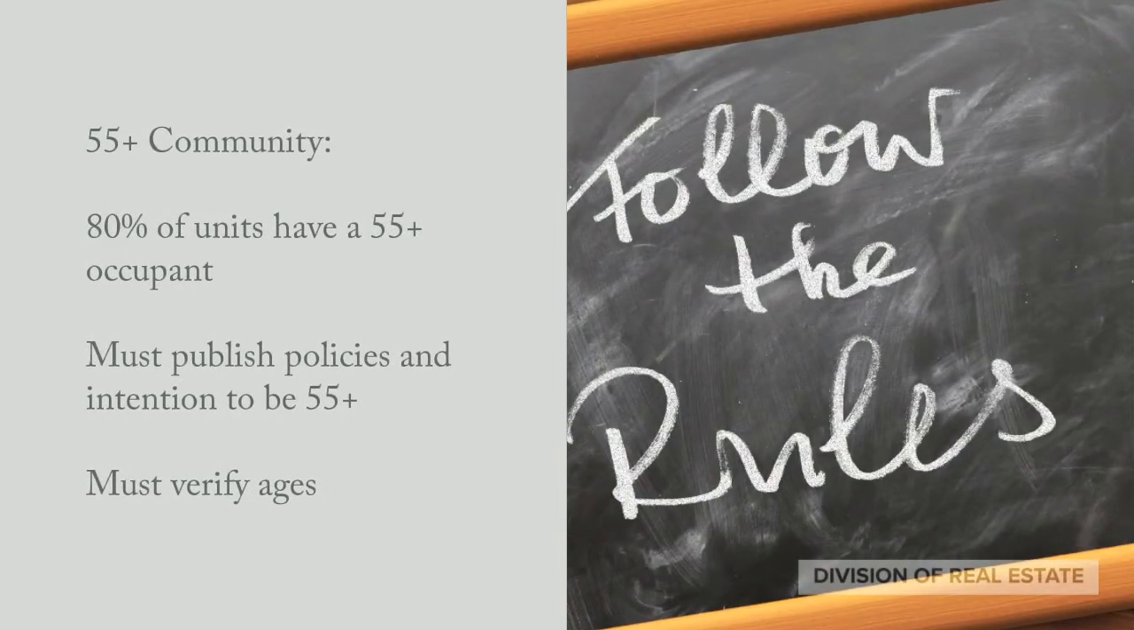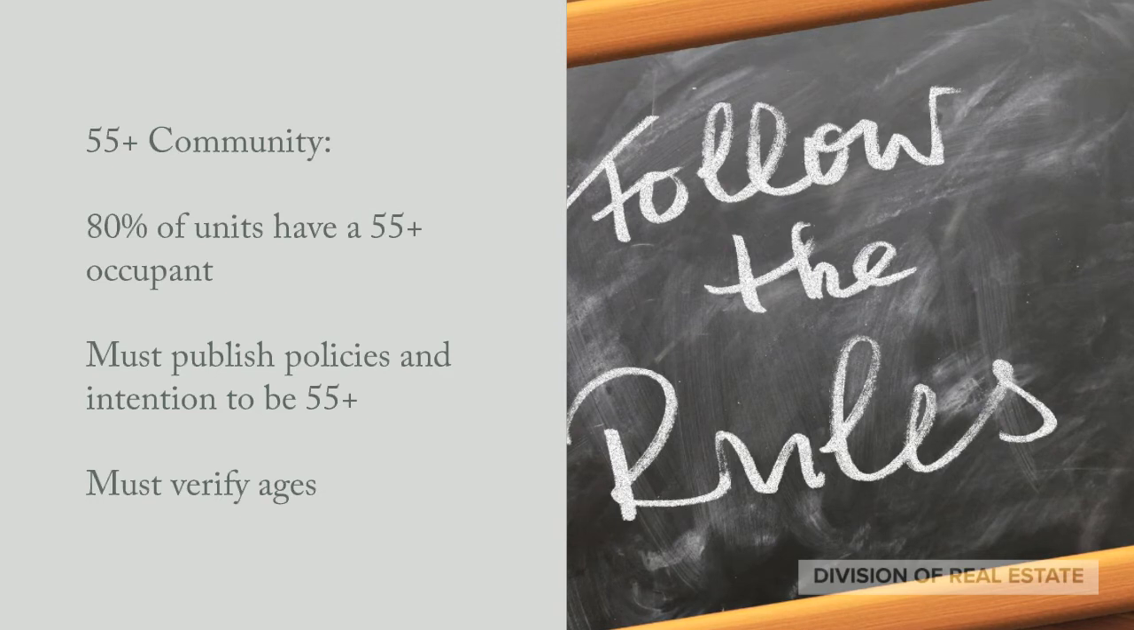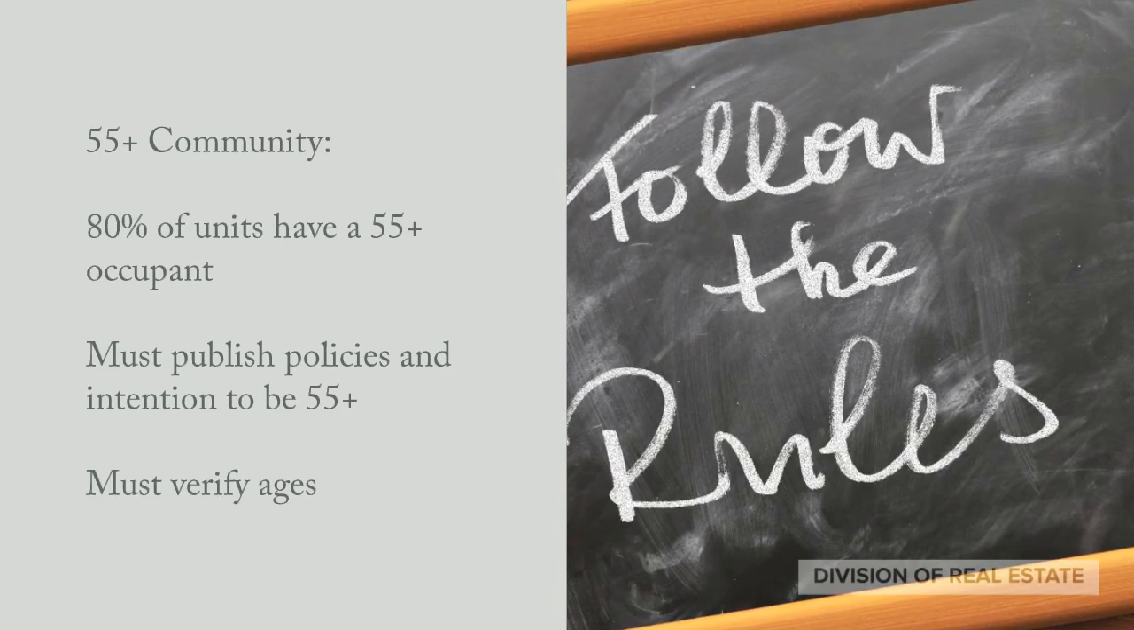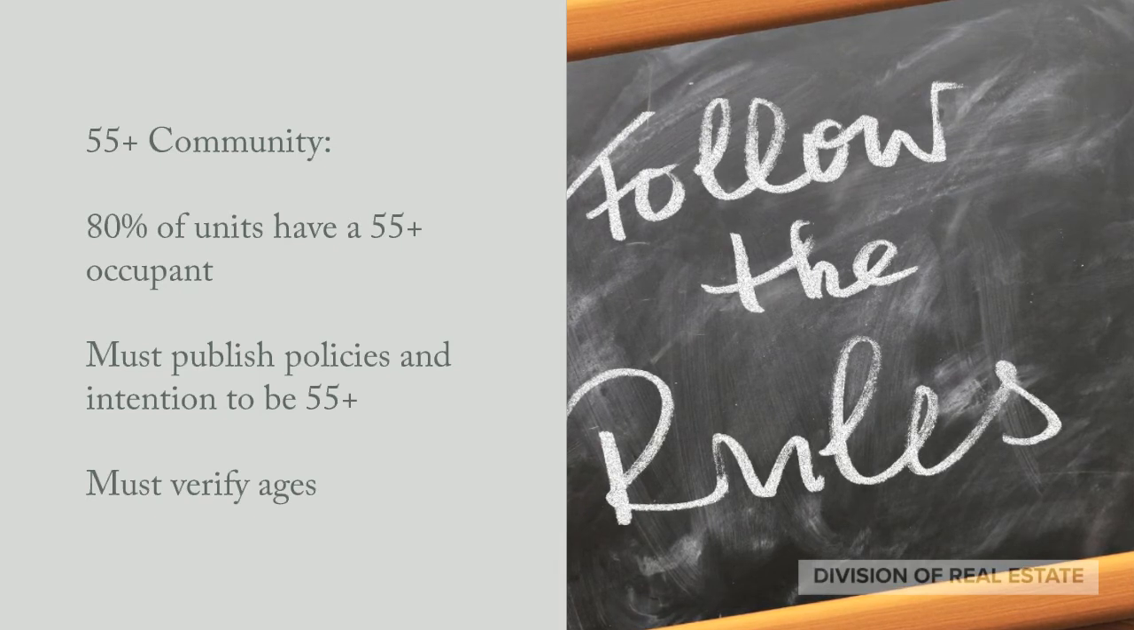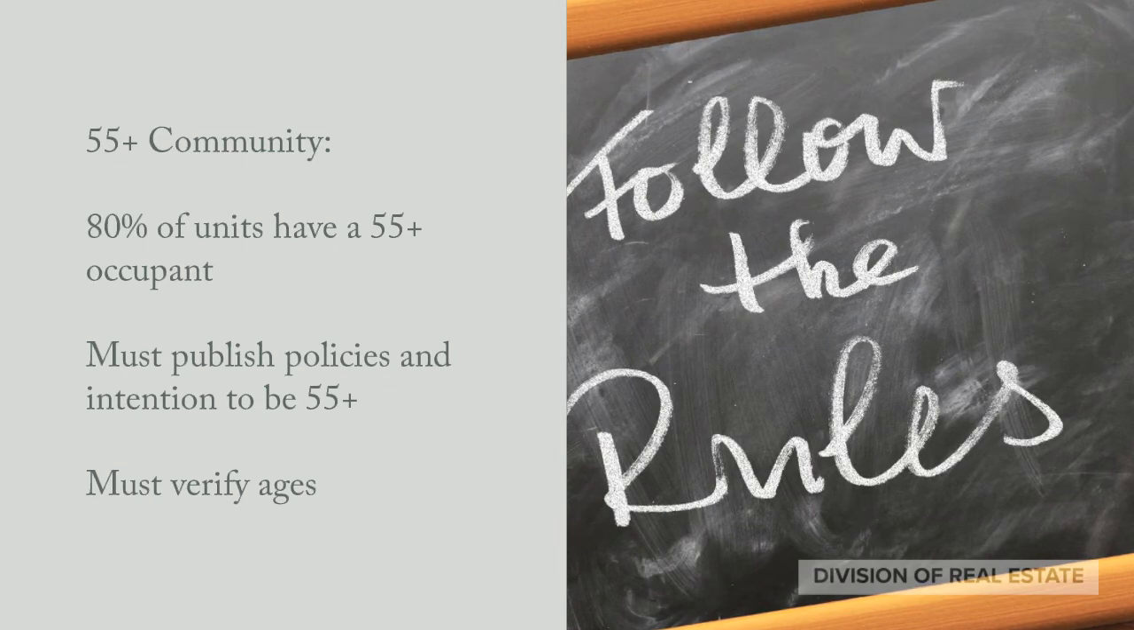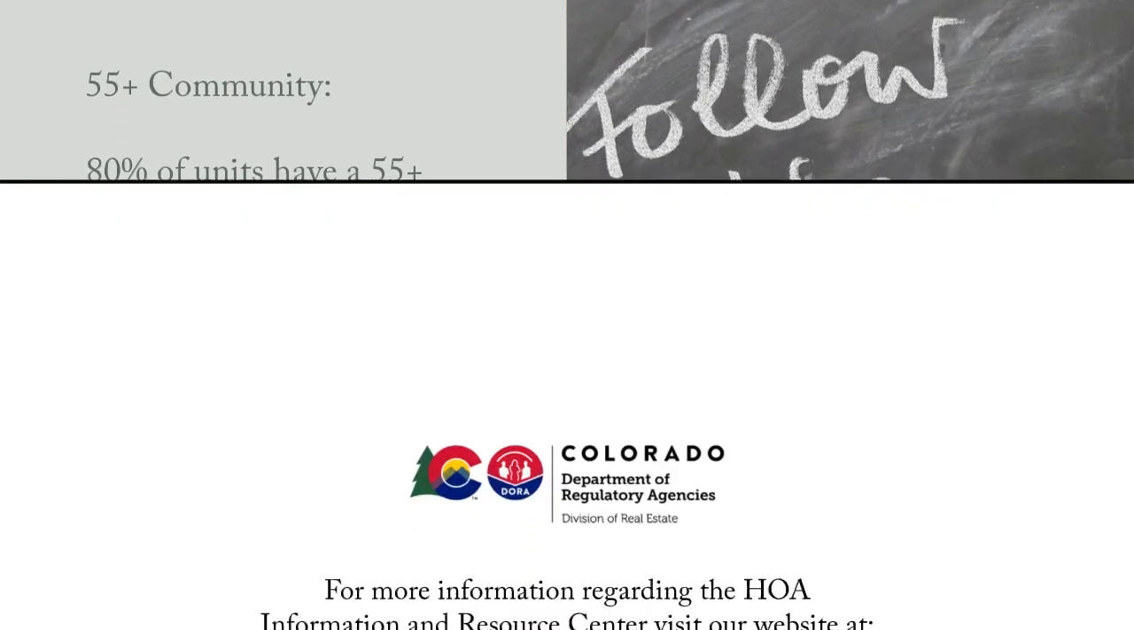In order for a 55-plus community to qualify for HUD senior housing support, it must satisfy three requirements. First, at least 80% of the units must have one occupant who is older than 55 years of age. Second, the community must publish policies and demonstrate its intention to be a 55-plus community. Finally, the community must verify the ages of its residents in order to remain eligible.